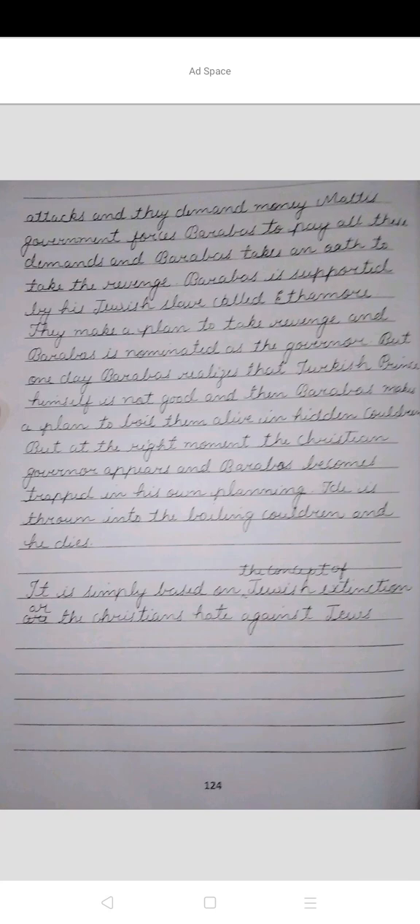But one day Barabas realizes that the Turkish prince himself is not good, and then Barabas makes a plan to boil them alive in a hidden cauldron. But at the right moment, the Christian governor appears and Barabas becomes trapped in his own planning. He is thrown into the boiling cauldron and he dies. It is simply based on the concept of Jewish extinction or the Christians' hate against Jews.